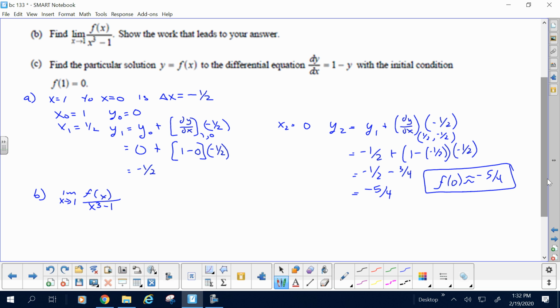Oh, no. No, you don't need the equation of y to do b. Otherwise, they would have had you do c before b, and therefore c would be b. B would be c.